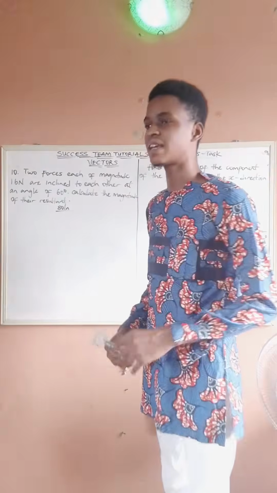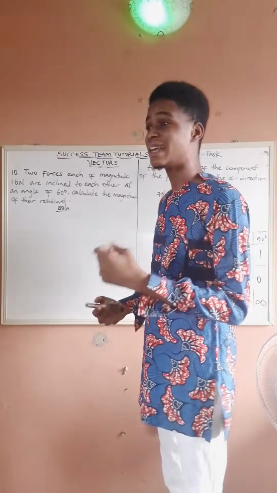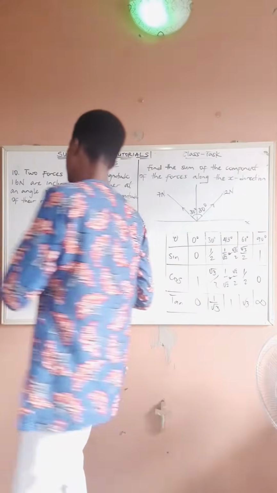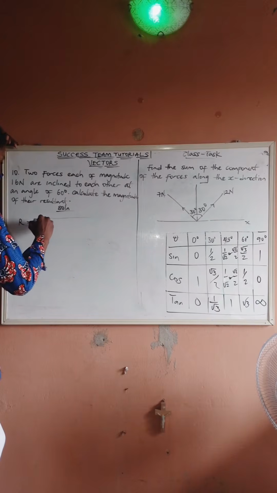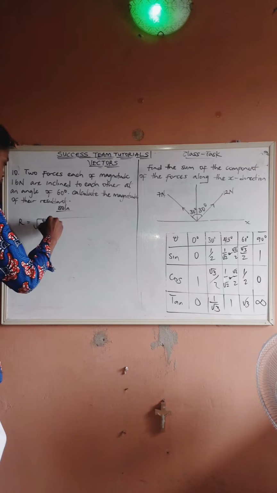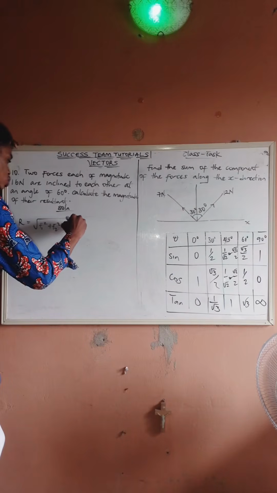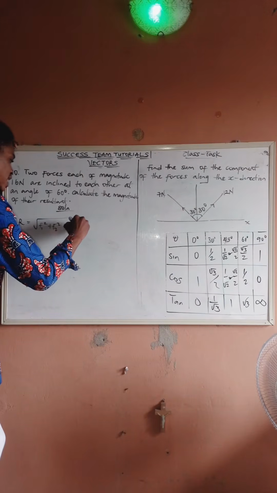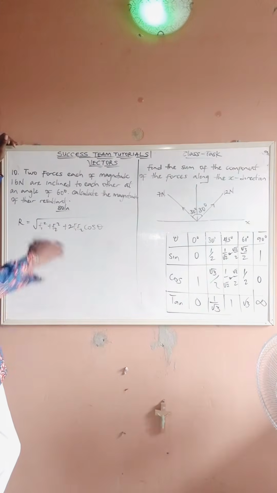Now, I told you in case 4 that if the angle between two forces is less than 90 degrees, this is the formula you use to find the resultant. If you can remember, R is equal to the square root of F1 squared plus F2 squared plus 2 F1 F2 cos theta. I gave you this formula.